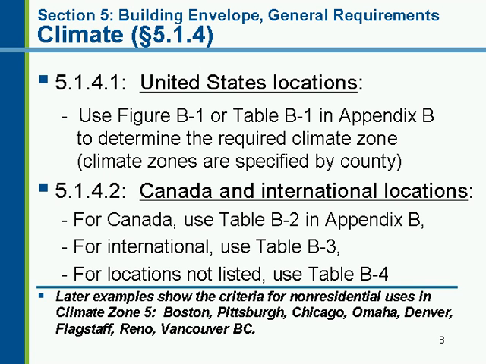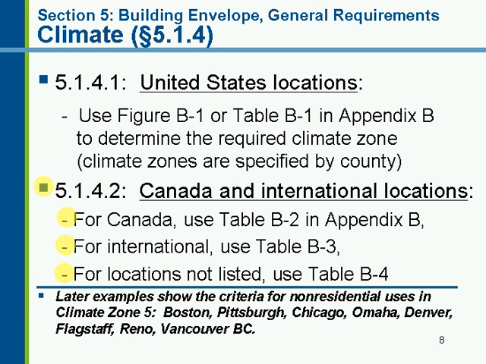Now let's move on to climate. Within the climate for the U.S., it's pretty easy to find your climate as long as you know the county. We'll take a look at Figure B1 in a minute, which shows the 8 different climate zones for the United States. If you're doing a project in Canada or an international location, for Canada you can use Table B2 in Appendix B. For international cities that are listed, you can use Table B3. And for locations that are not listed, you can use Table B4, which has general climate criteria.